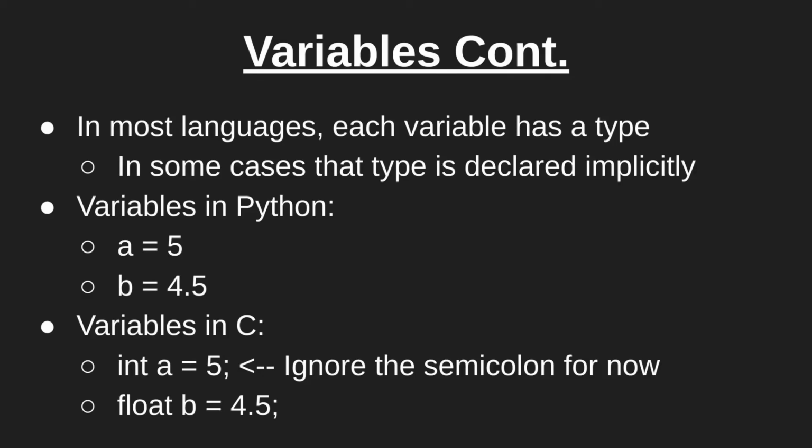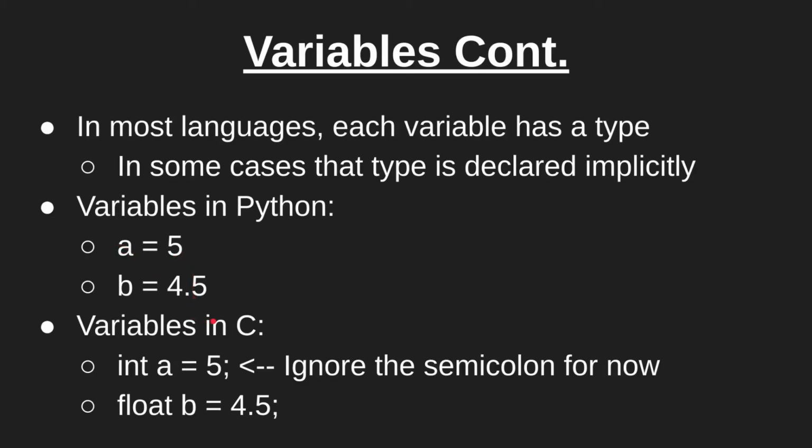So let's talk a little bit more about variables before we conclude. In a lot of languages, a variable has to be defined by a type. So it has to have a type beforehand. In Python, that is not the case. As you've seen me type in A equals 5, B equals 4.5, something like that, that's the whole line of code, right? That's what defines the variable.